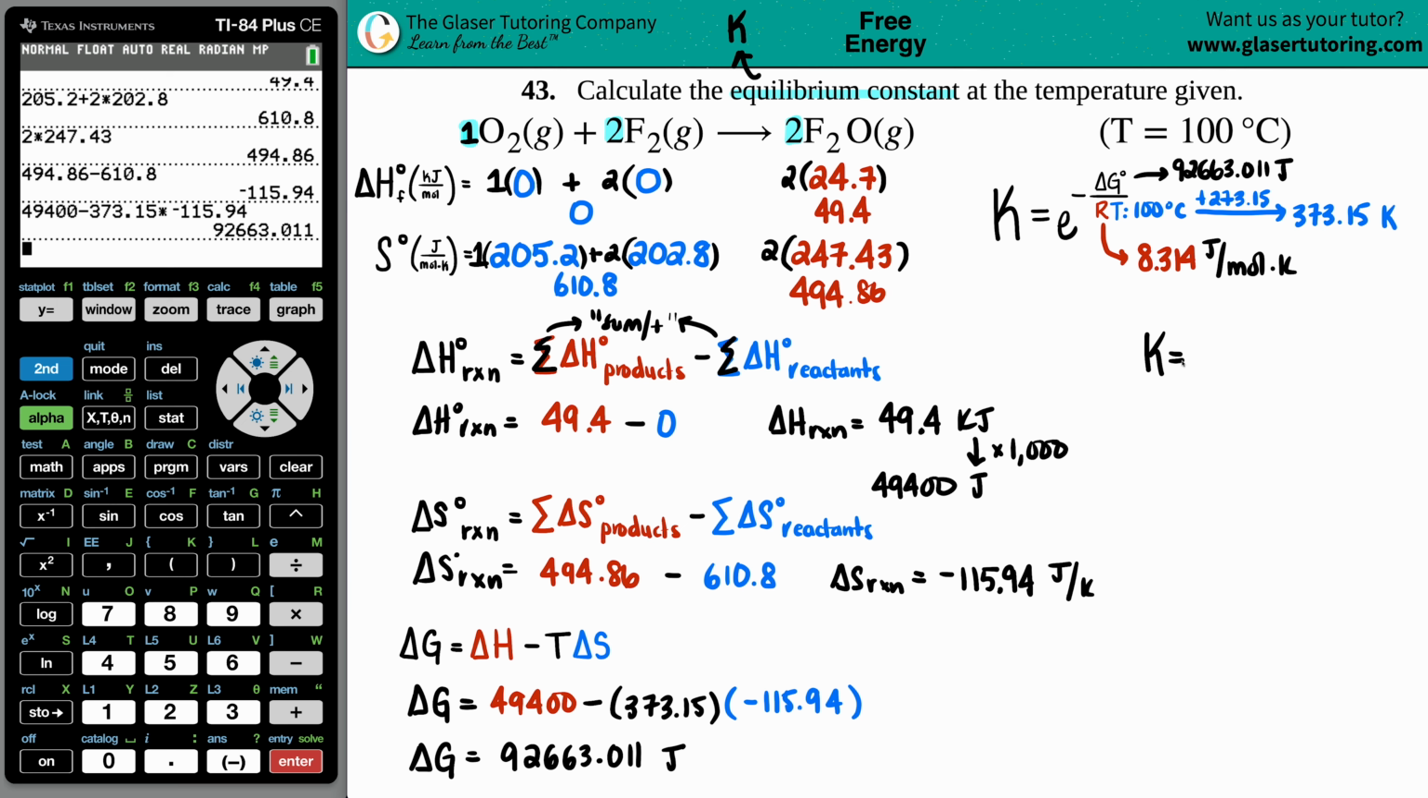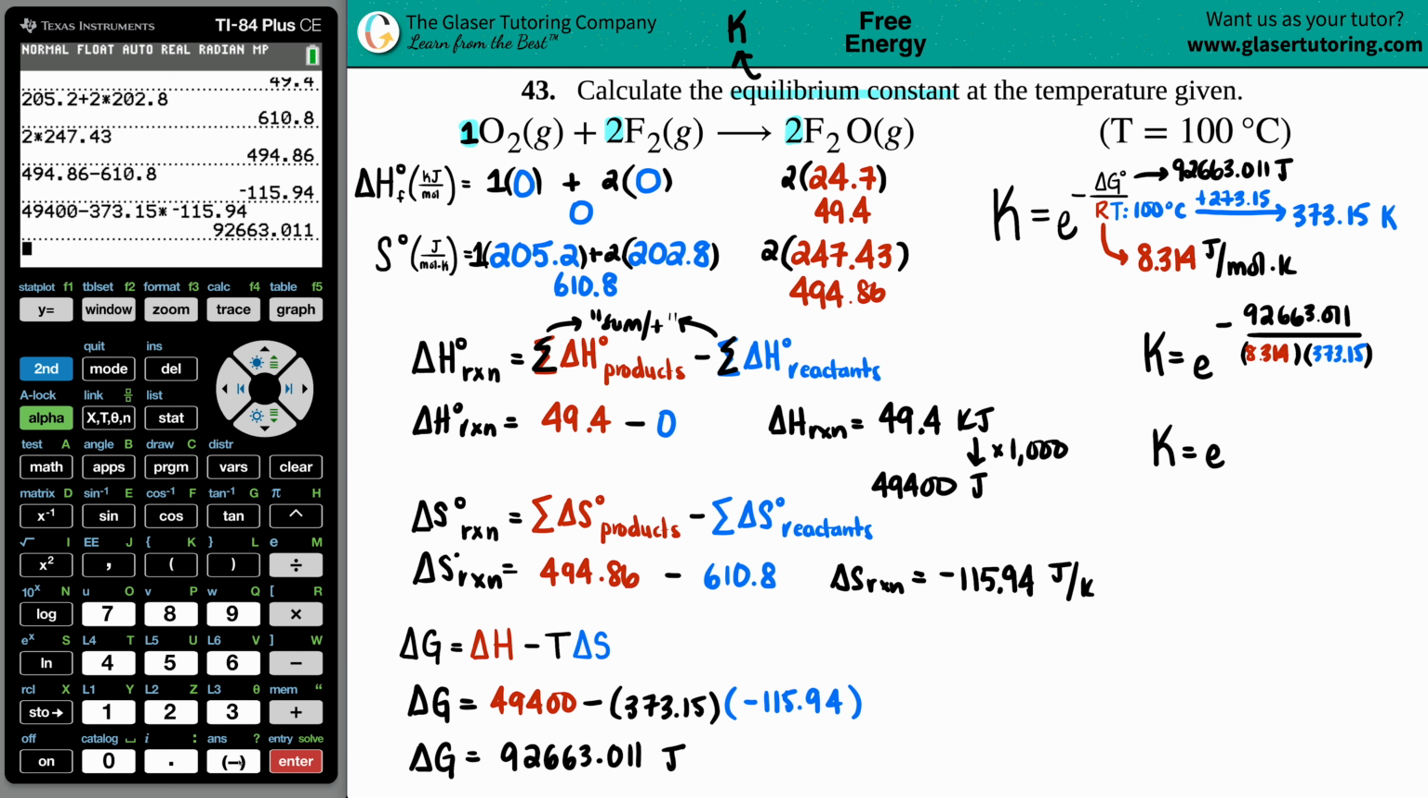K equals e, all raised to the negative fraction. So we got 92,663.011, all divided by the two numbers, divided by 8.314. And then the temp was 373.15. Now, what I would do is I would just simplify this as one number. Then I'll do e raised to that one number. So we'll say K equals e raised to, let's simplify this.